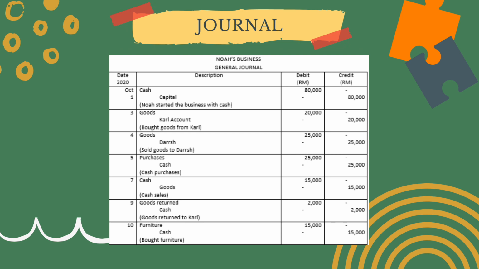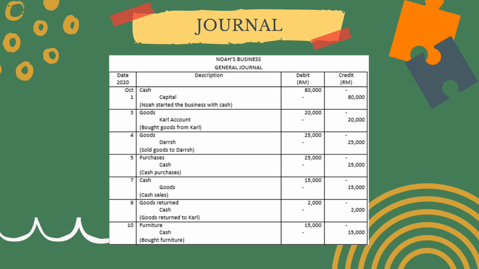On 14 October, the drawings account stands at debit as 30,000 and the cash account at credit as 30,000. On 15 October, the cash account stands at debit as 12,000 and the sales account at credit as 12,000. On 15 October, the cash account at debit as 30,000 and the loan account at credit as 30,000.